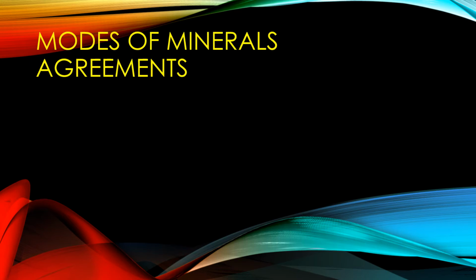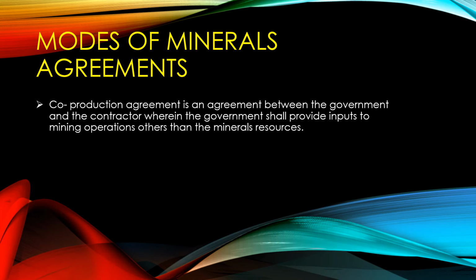So first, a co-production agreement is an agreement between the government and the contractor wherein the government shall provide inputs to the mining operation, other than the mineral resources. Second, we have the mineral production sharing agreement, an agreement wherein the government grants to the contractor the exclusive right to conduct mining operations within a contract area and share in the gross output.